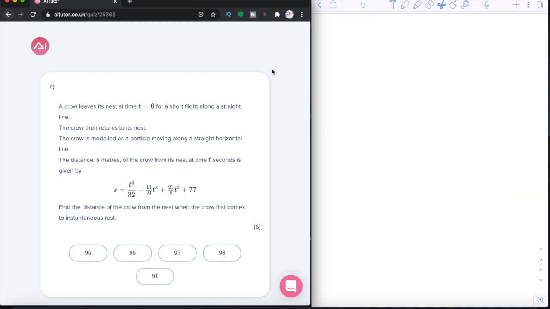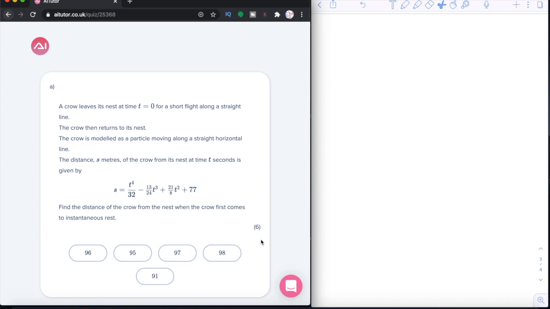Okay, so this question says, a crow leaves its nest at time t equals 0 for a short flight along a straight line. The crow then returns to its nest. The crow is modelled as a particle moving along a straight horizontal line. The distance s meters of the crow from its nest at time t seconds is given by this following equation. Find the distance of the crow from the nest when the crow first comes to instantaneous rest. And we've got our list of answers here. So this is a 6-mark question.